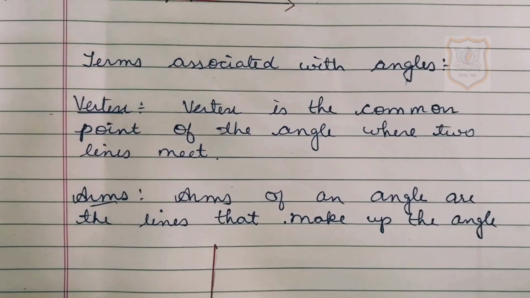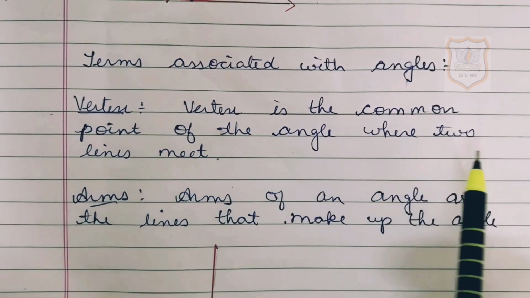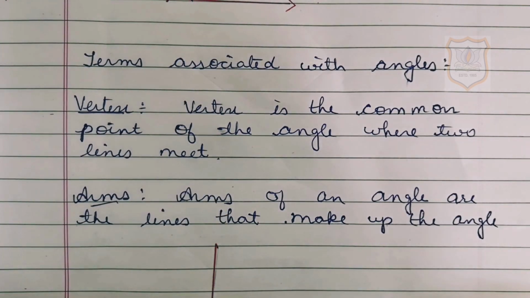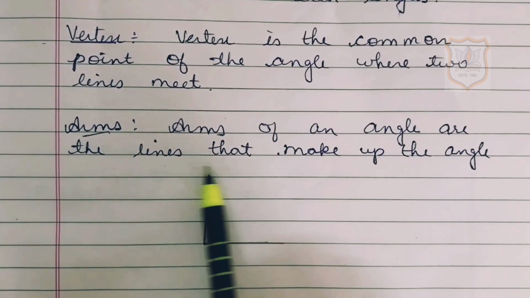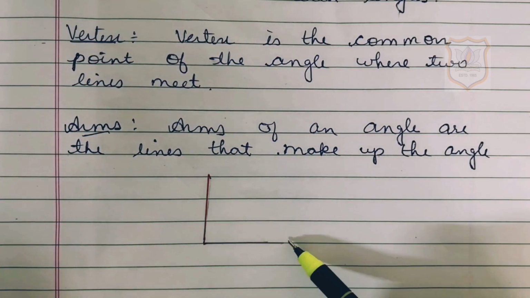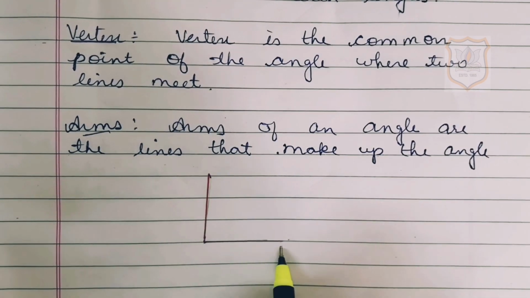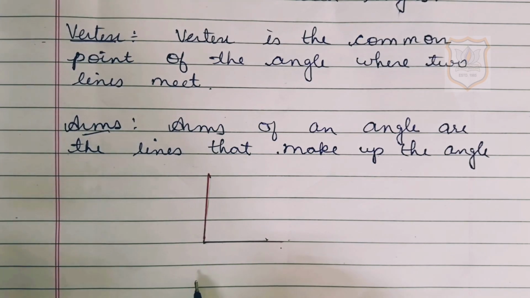Next is terms associated with angles. First is vertex. The vertex is the common point of the angle where two lines meet, which I have explained to you now. Where the two straight lines meet, it's called the vertex of that angle. Next is arms. Arms of an angle are the lines that make up the angle. Students, here you can see this is an example of an angle. Here this line and this line, these two lines which form an angle, are called the arms of the angle.